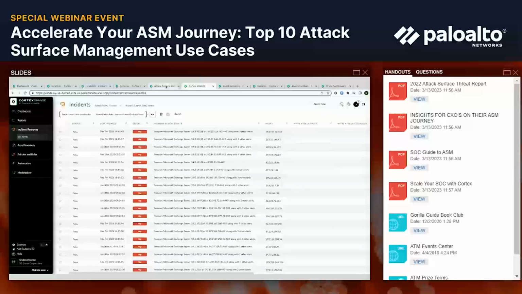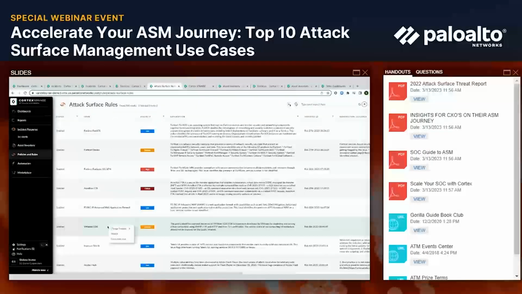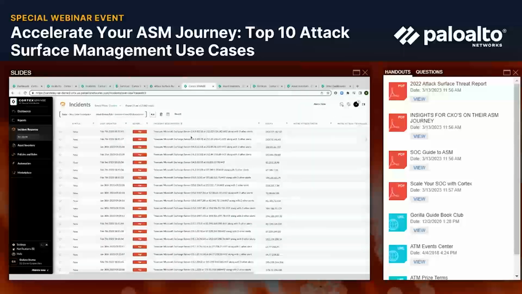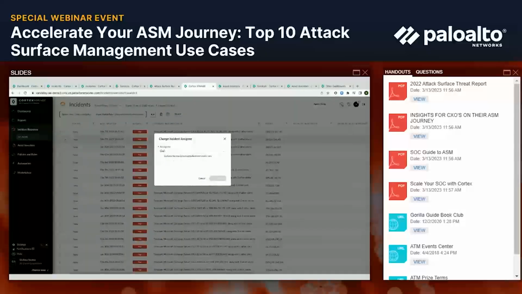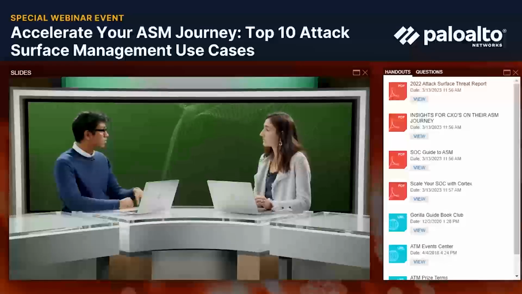In the attack surface rules, you can go in here and change the severity of one of these to mark it as critical, high, or low. You can also enable or disable here. And same thing in your incidents queue, you can go in and change the status. If it's under investigation, you can also change the assignee and assign it to yourself or someone else to get that process started. That's awesome.